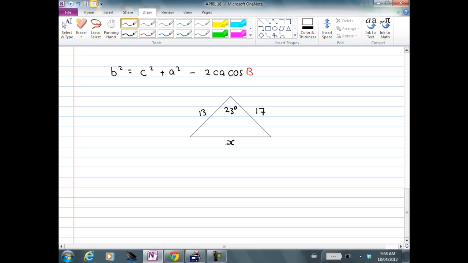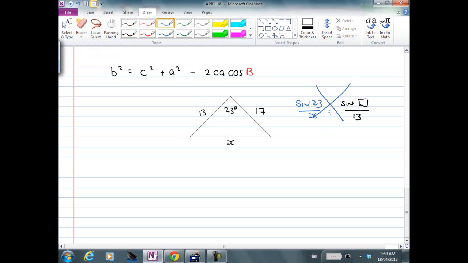Some of you say, yeah, I can. So you did sine 23 over x. But then you run into trouble, because to do the sine law, I must have one more angle. Here, I'm missing angles. So sine law doesn't work, because then I'm kind of stuck. I don't know what angle I'm using. So sine law doesn't work.